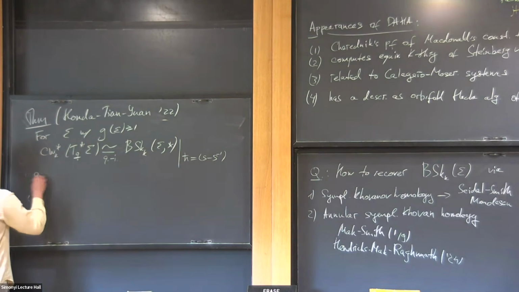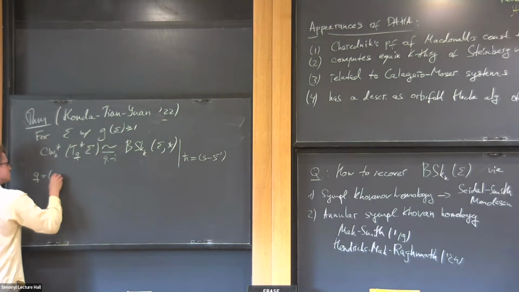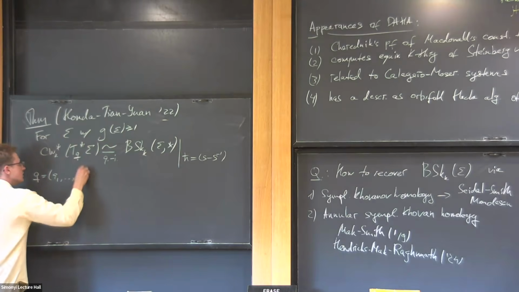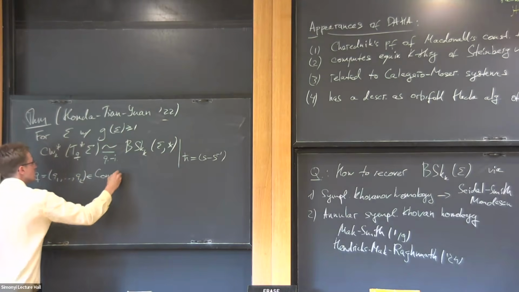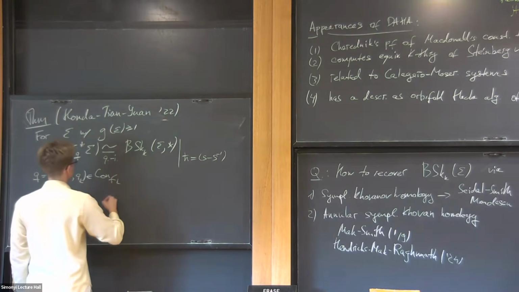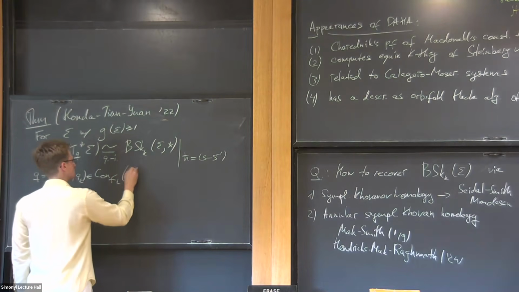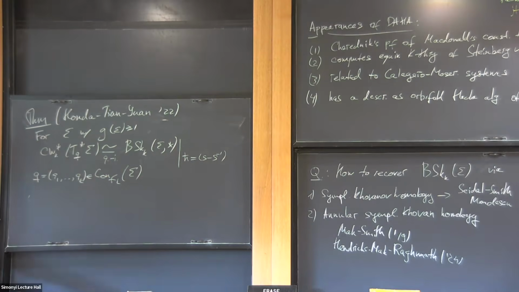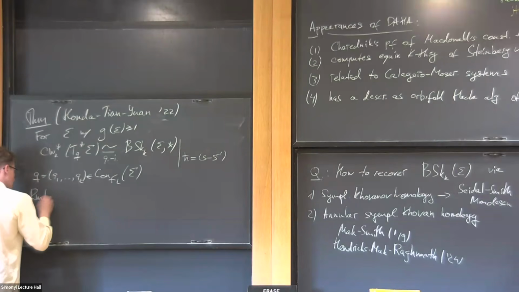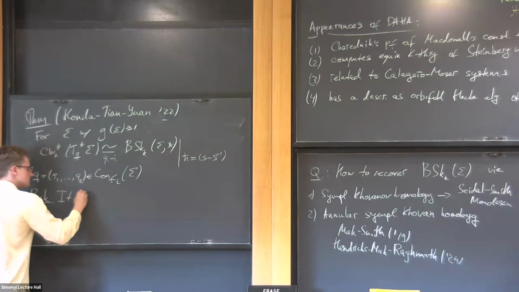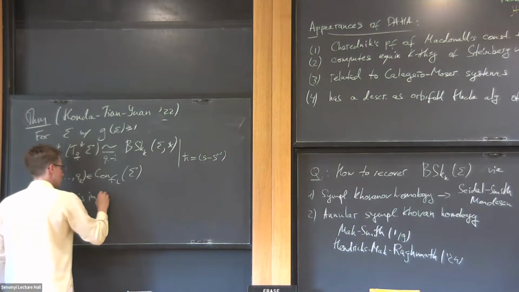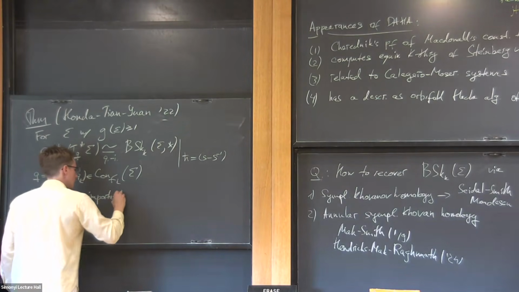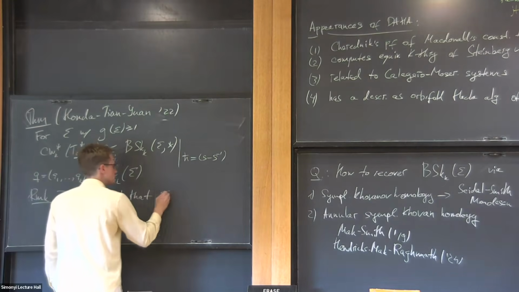So here Q is just an element in the configuration space, which is just the complement of the diagonal in the Cartesian product of sigma with itself. And a remark here that is important for this result is that sigma is a K(π,1).